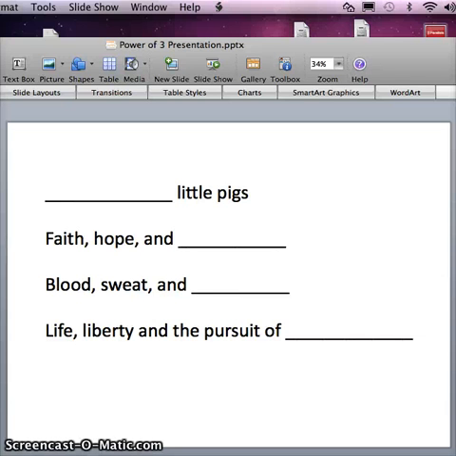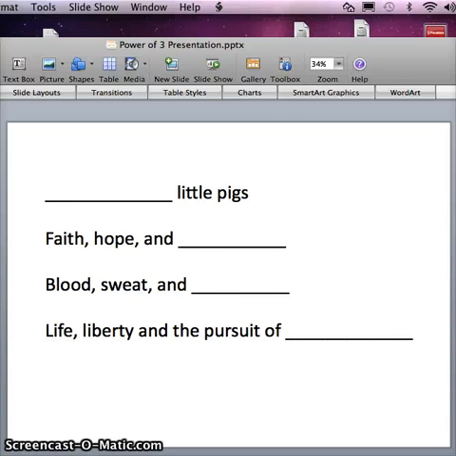And you probably can fill in the blanks here. 3 little pigs, faith, hope, and charity or love. Blood, sweat, and tears. Life, liberty, and the pursuit of happiness. So for writers and artists, the number 3 can be a pleasing number. It's very convenient and helpful to group things in numbers of 3.